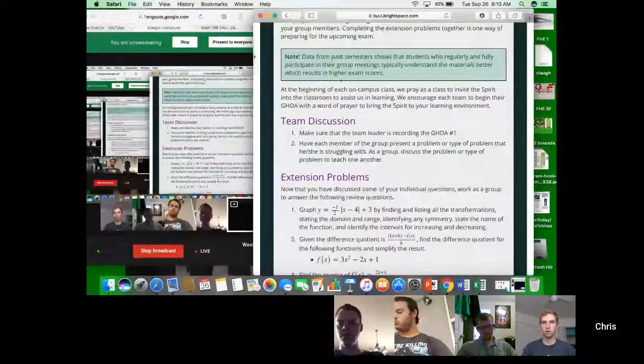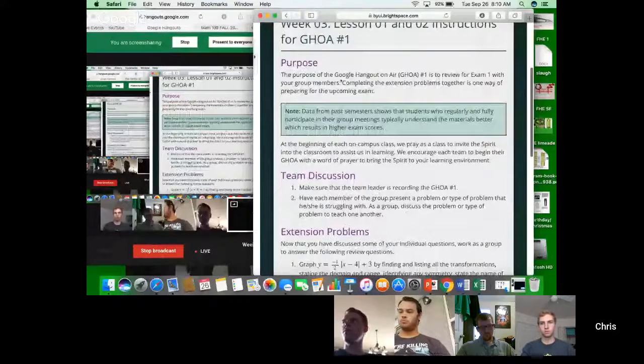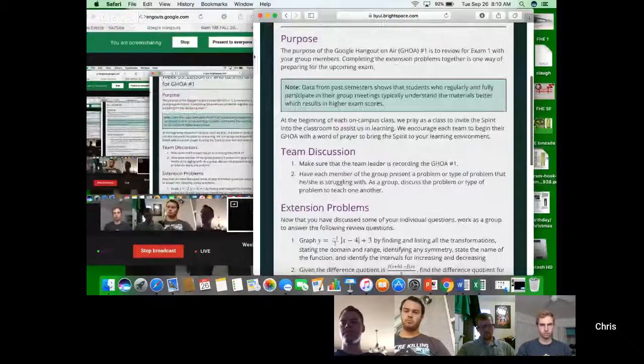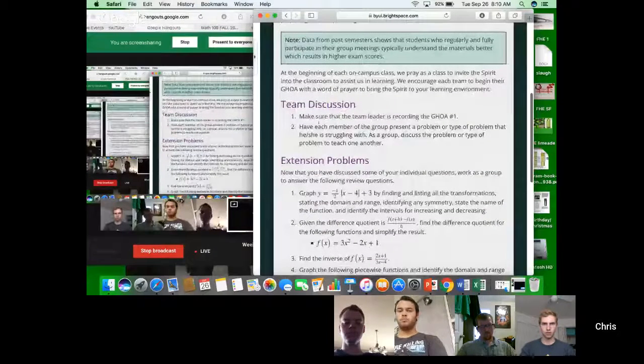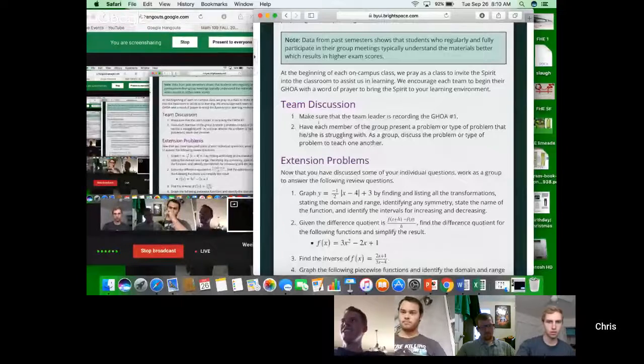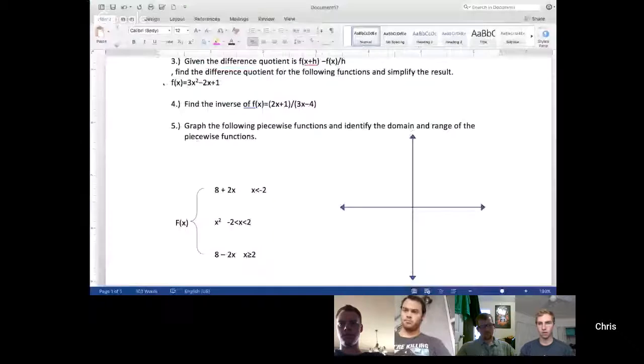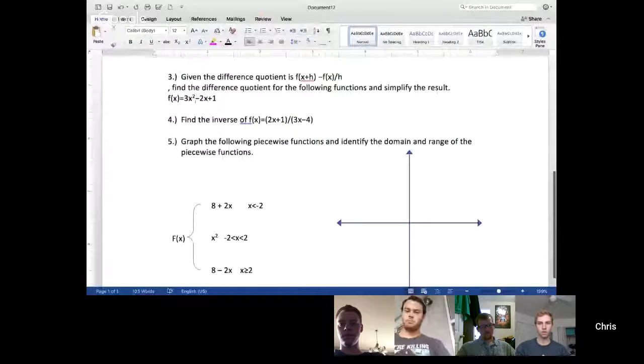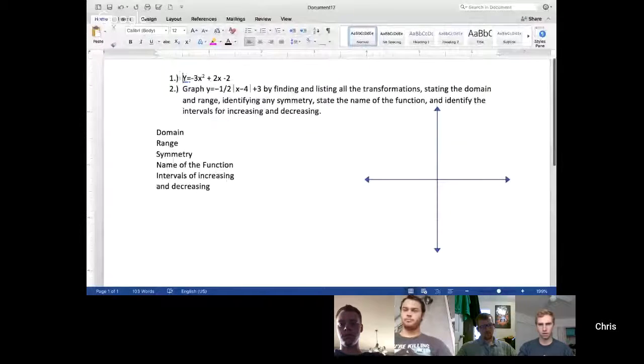Okay. So it says right here, for number 2 under team discussion, have each member of the group present a problem or type of problem that he or she is struggling with. As a group, discuss the problem or type of problem to teach one another. I guess I could start. Oh yeah, this kind of problem right here.